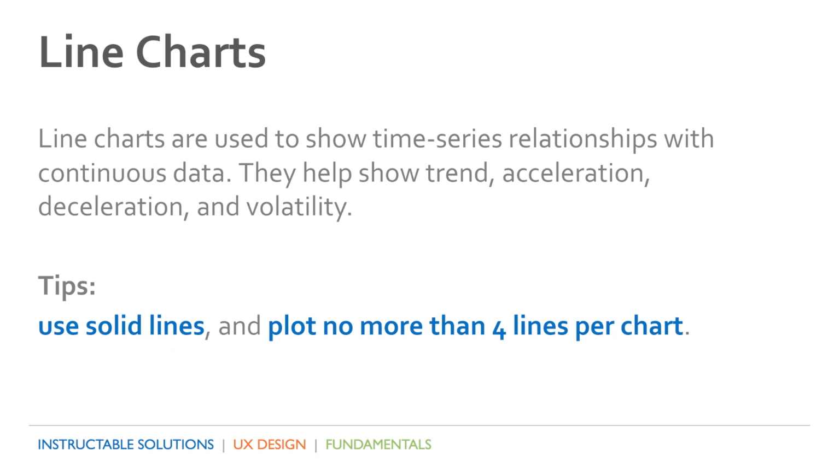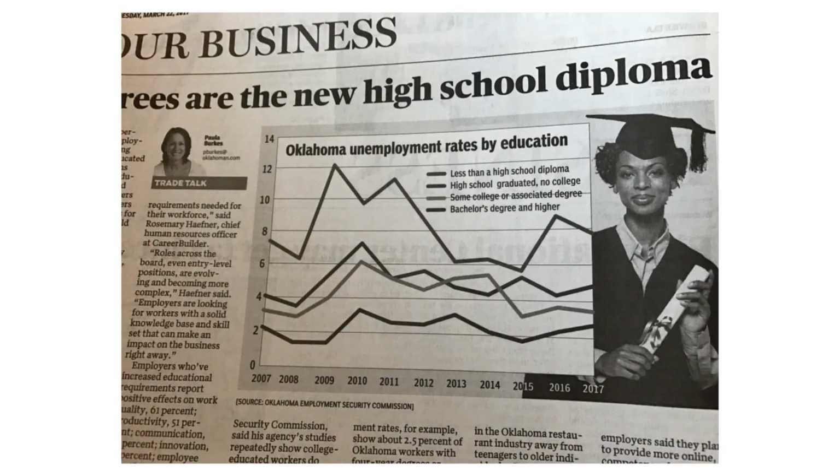Line charts are another good chart for data visualization, and they're used to show time series relationships with continuous data. They help to show a trend, acceleration or deceleration, and volatility. A line chart should use solid lines and plot no more than 4 lines per chart.